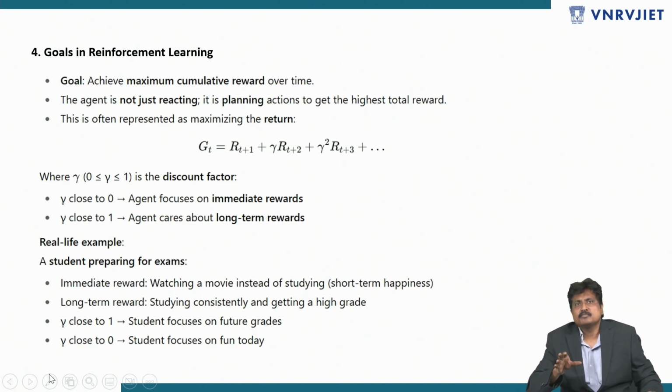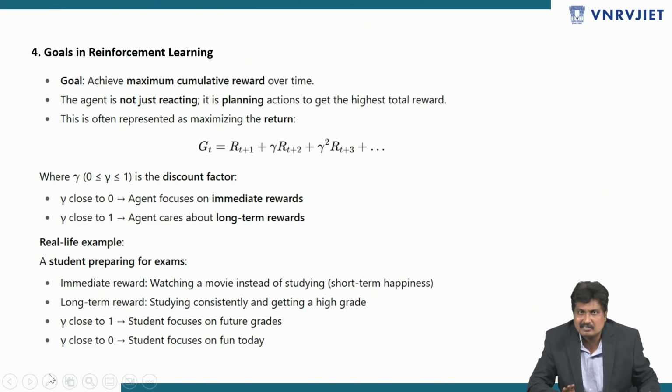Why close to 0? If gamma is close to 0, the agent focuses on immediate rewards. If gamma is close to 1, the agent cares about long-term rewards. We already discussed a real life example.